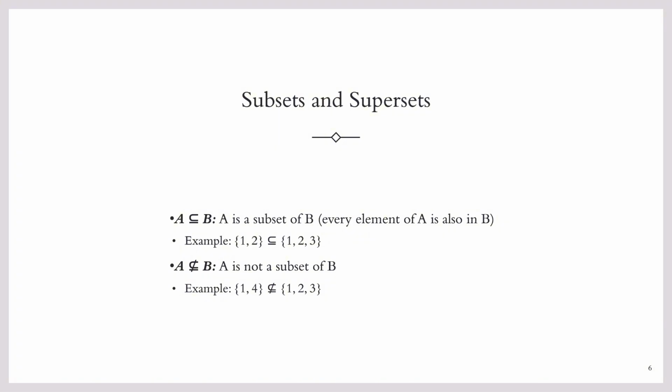The same symbol with a line cutting across it says that it is not a subset of. For example, if A contains 1 and 4 and B contains 1, 2 and 3, then A is not a subset of B. A does have an overlapping element, that is 1, in both sets, but 4 is not present in B, so A would not be a subset of B.